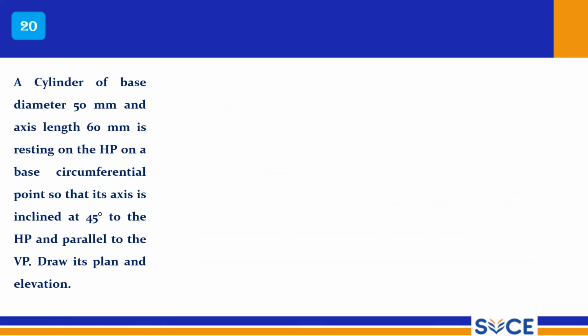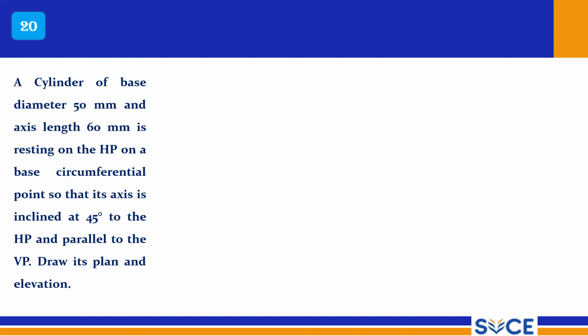Next is the 20th problem. A cylinder of base diameter 50 mm and axis length 60 mm is resting on HP on a base circumferential point. There are no corners for a cylinder, but it is resting on a circumferential point, so that its axis is inclined at 45 degrees to HP.